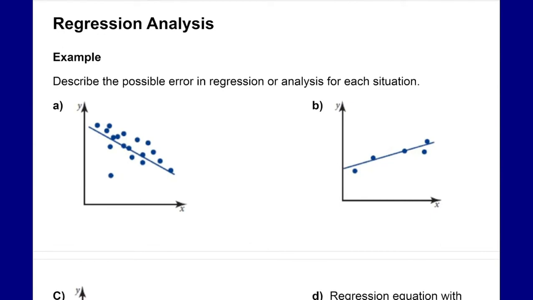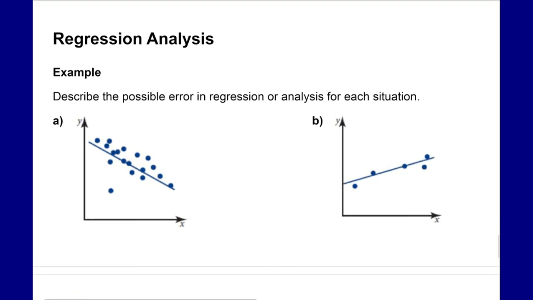Lastly, looking at the regression analysis or the line of best fit, we want to look at some possible errors in the regression or the analysis of each situation. So we want to look at each of these and see, is there some possible errors? Well, here, this one's kind of an easy one. We see an outlier. So that's the error here. Not that it's bad that we have an outlier, we just have to keep in mind that our line of best fit may not be accurate because of this outlier.